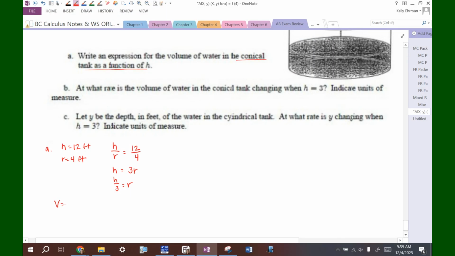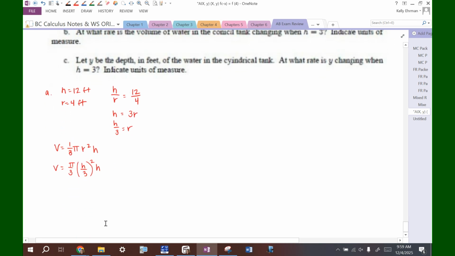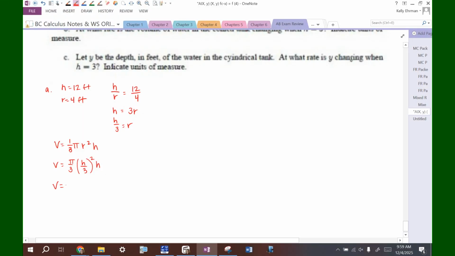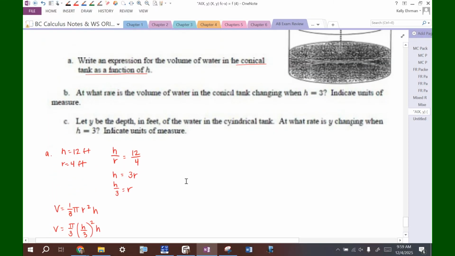Because I want to take this original volume of a cone and replace the r with this expression. So 1/3, let's just make that pi over 3 times h over 3 squared times h. So now volume is just a function of h. So this is going to be pi, h to the third, and we're going to have 3 times 9, so over 27. So this is my volume of the cone, just as a function of h.